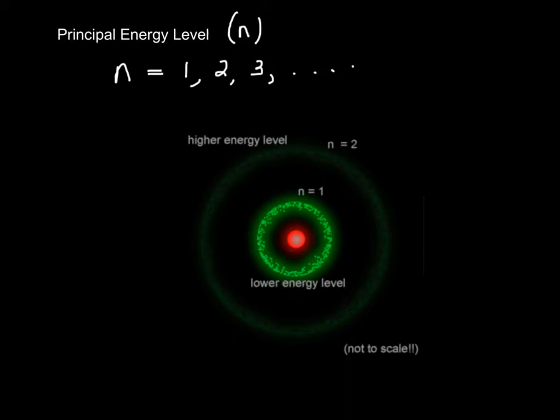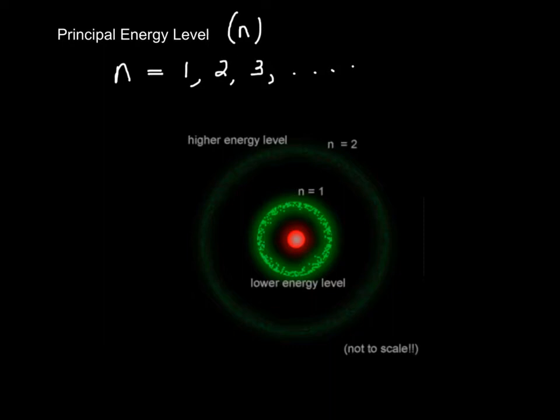So the dude's name's Erwin Schrödinger, and he gave us basically, you know how when you solve the quadratic formula you get 2 solutions? Well, when you solve his equation you get 3 solutions, and each one of the solutions tells us something about where we might find an electron.